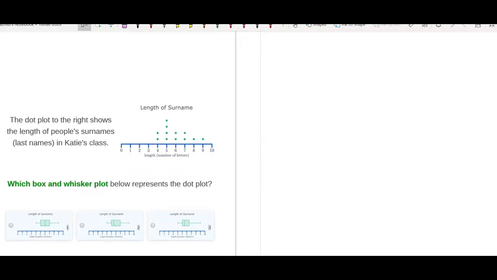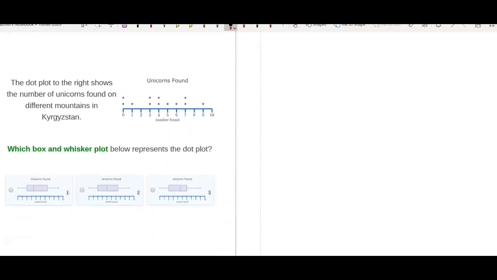The dot plot to the right shows the length of people's surnames. So someone has a surname which is 5 letters long, right? Which box and whisker plot? Once again, by investigating the maximum, the central value, something like, it'll be somewhere over there. So you can get to the bottom of the question.